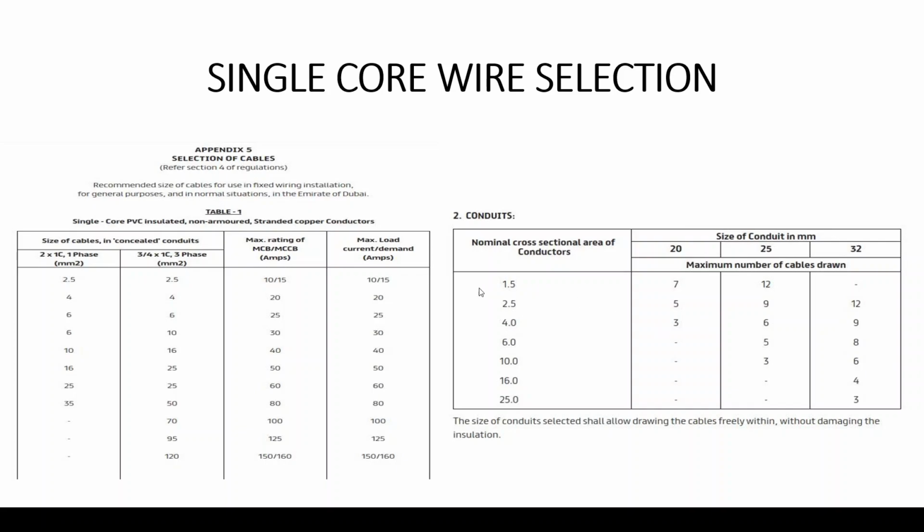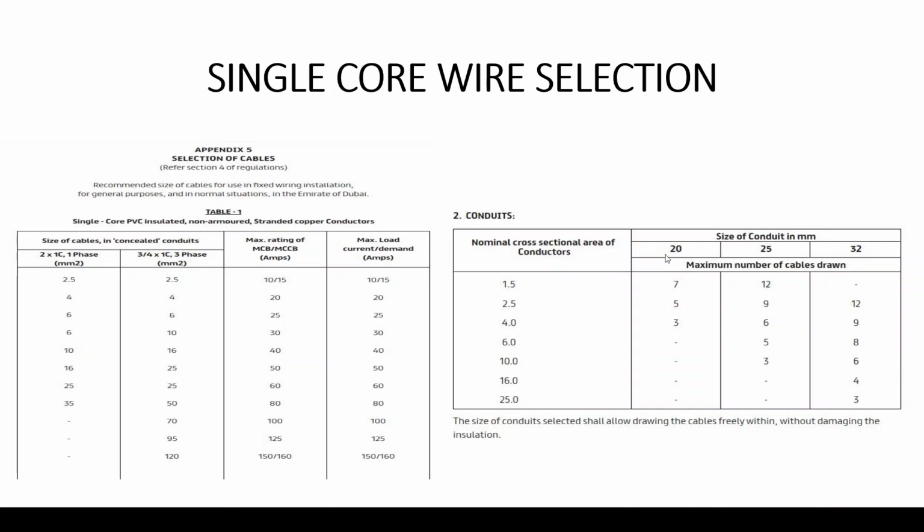And the other factor that you need to keep in mind when you are selecting single core wires is the size of conduit. If you look at the table here on the right side, is the size of conduit. So you can see here, for example, for lighting circuits, I would typically use 20 mm conduits. You need to keep this factor in mind when selecting single core wires.